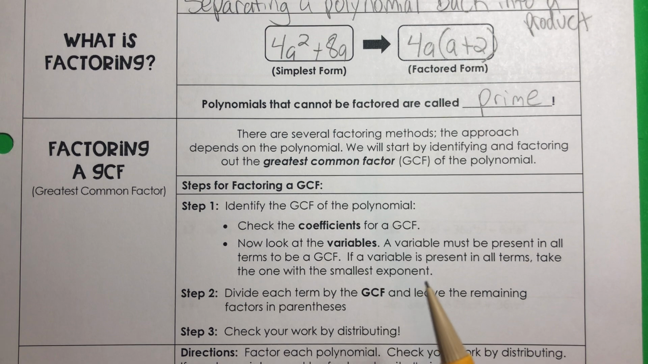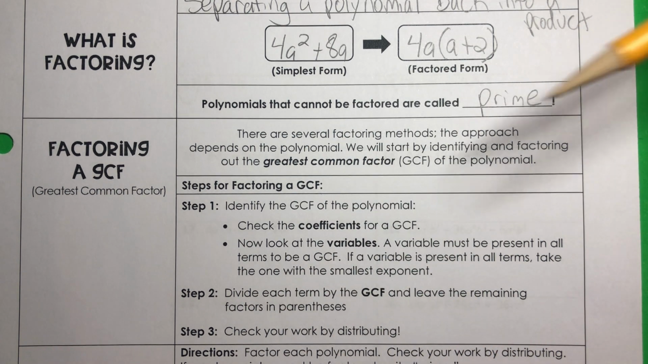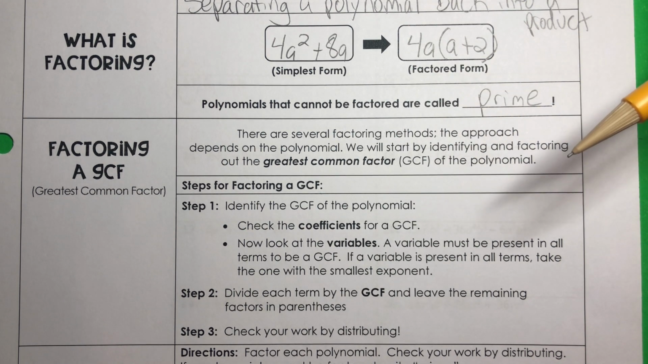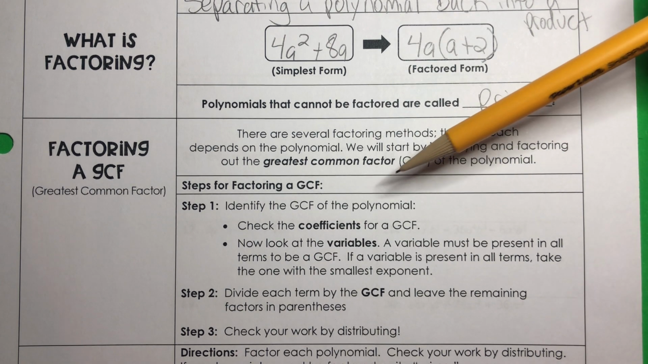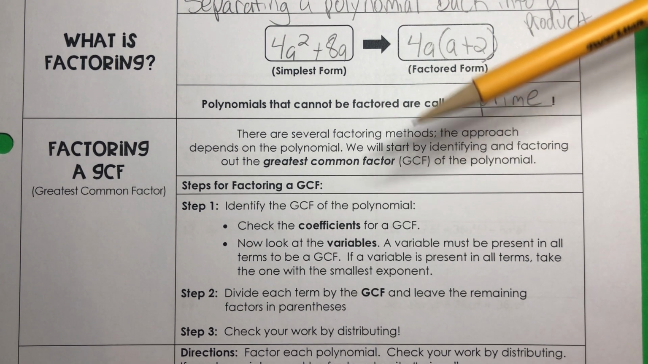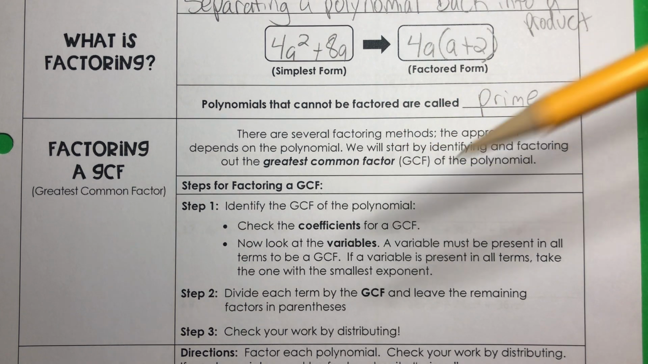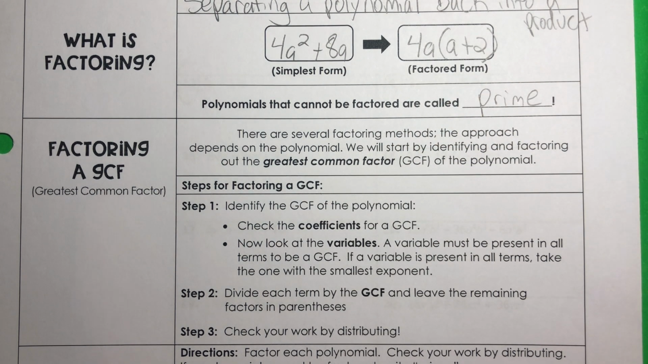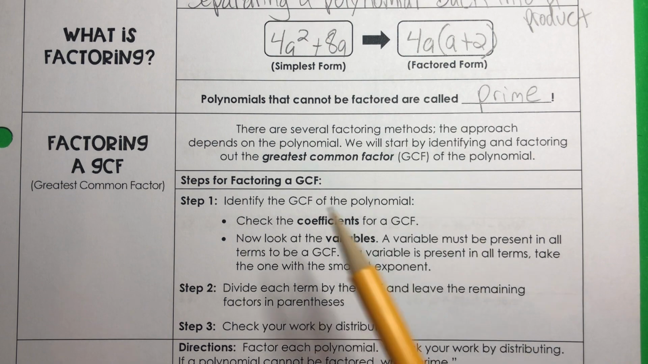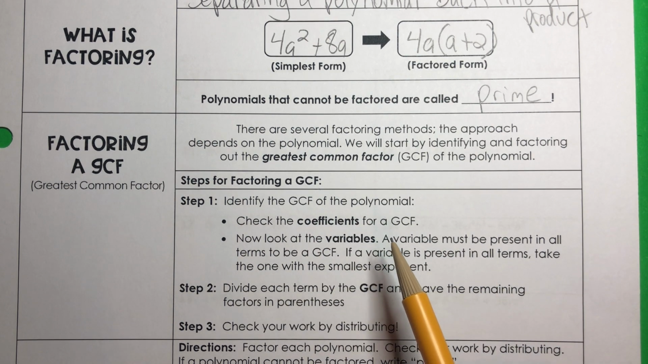But there's several factoring methods and the approach just depends on the polynomial that you're given. So we're going to start by identifying and then factoring out the greatest common factor. So that's the method we're using in these notes, factoring. We need to find the greatest common factor, which is the biggest term that's going to go into everything in the polynomial. So the first step is going to be identify what that greatest common factor is.